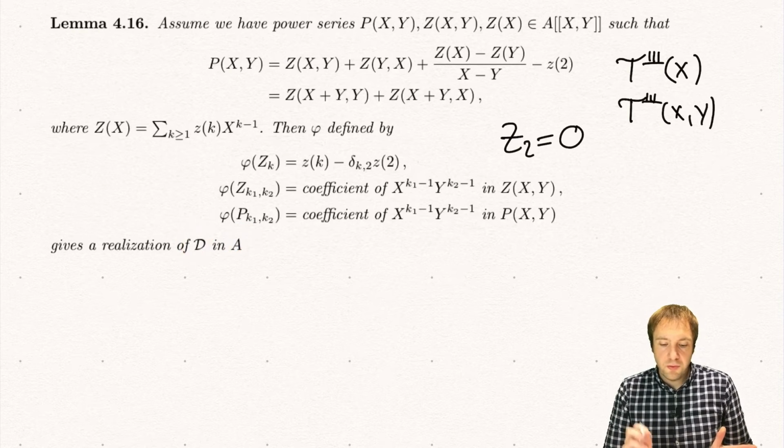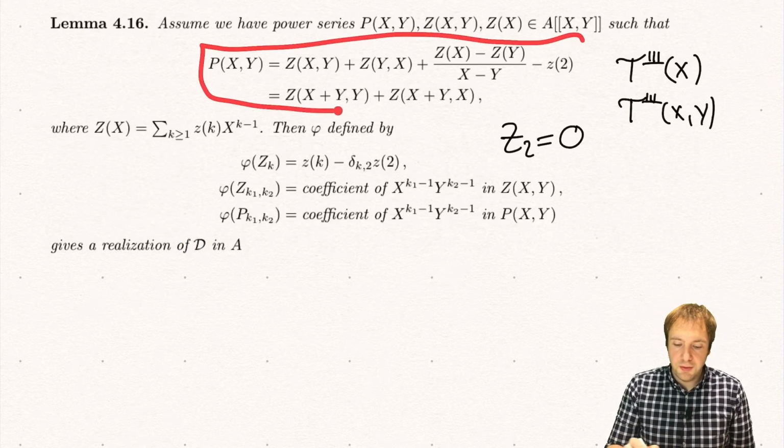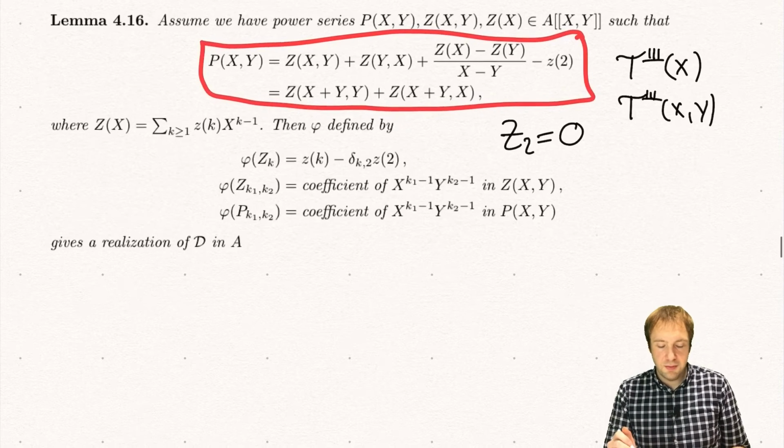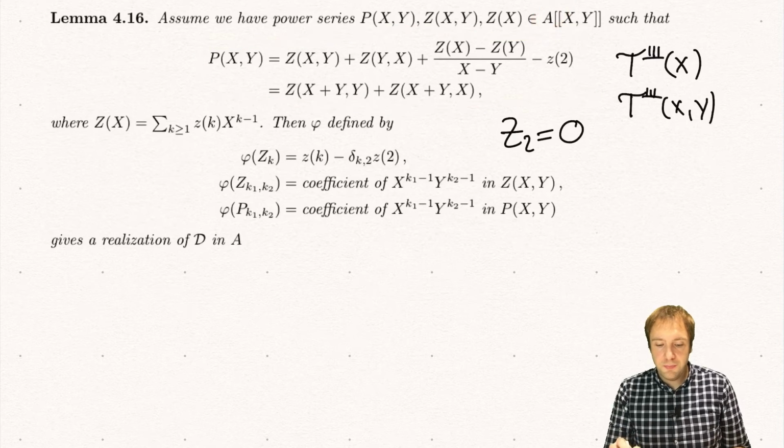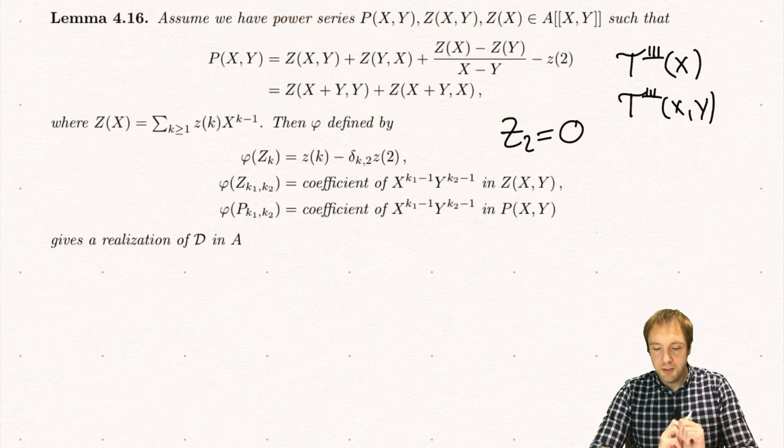So if you want to construct a realization, we always just need to construct generating series with coefficients in our Q algebra A, which satisfy this property here.